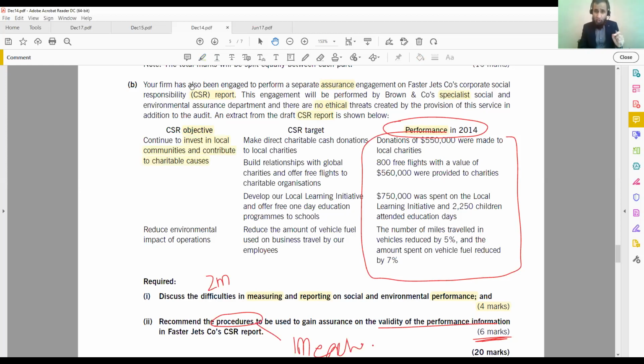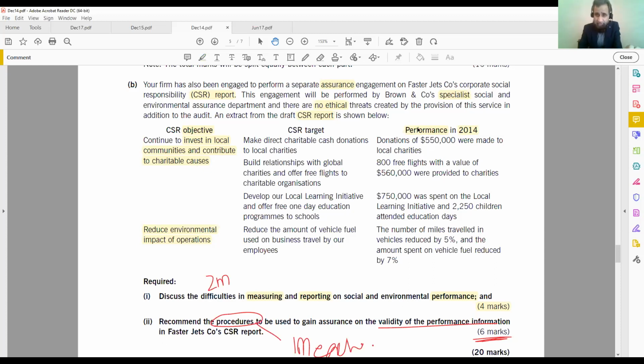And the second objective they have is to reduce the environmental impact. So one social objective and one environmental objective. And against that, they have the performance for the year 2014. So you can see they have a performance for 2014 given in the last column. Now, let's go one by one into each of the performance and let's start making procedure.